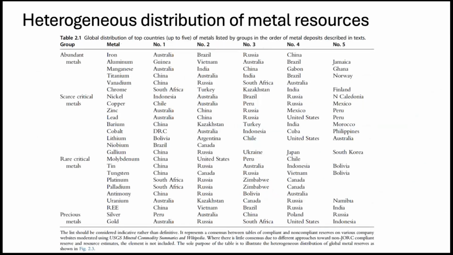So the textbook includes a table 2.1, and we're not going to go through this in exhaustive detail, but really it's listing the major classes of mineral that the textbook talks about. So abundant minerals, scarce critical minerals, rare critical minerals, and precious metals, and is showing them by global distribution of the top 5 countries from which these metals are extracted.